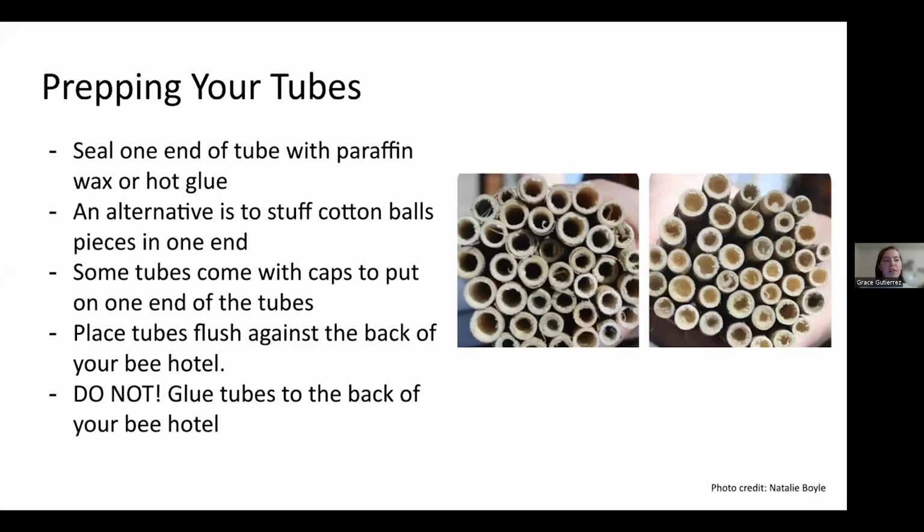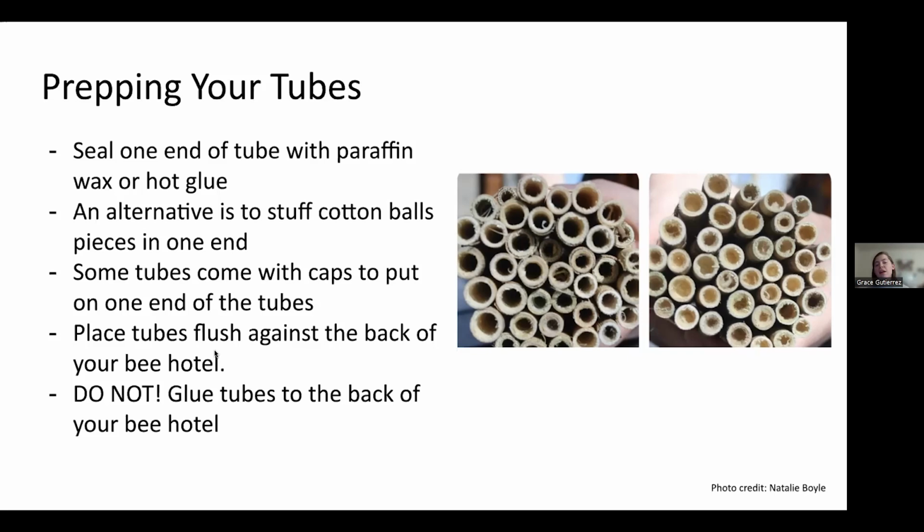There are things like parasitic wasps and beetles that will try to make their homes in these tubes. And some parasitic wasps will steal the provisions that the mother bee has provided for her offspring, or even eat the bee larva. So it's really important to have that level of protection by sealing up one end, so it's more difficult for them to get in through the back.